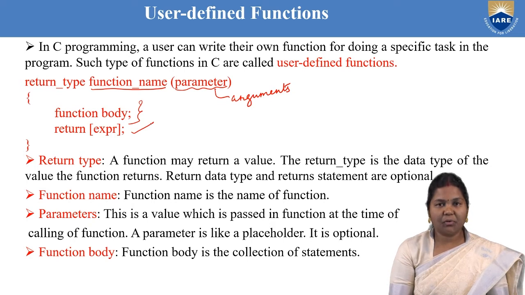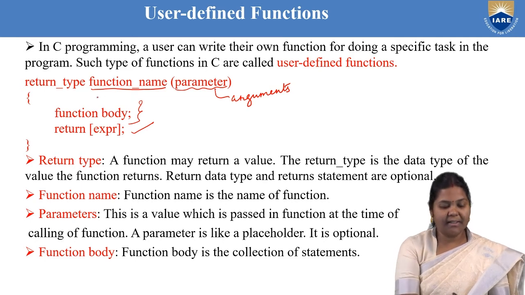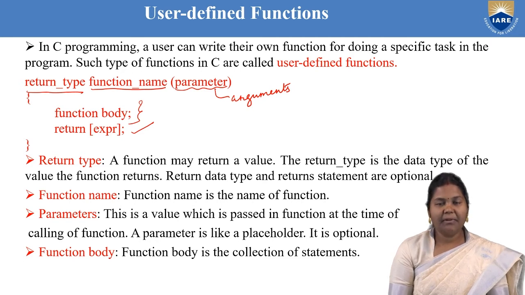The return statement is also optional. Every function returns some kind of value, and that is called the return type. So the return type is followed by the function name, followed by the number of arguments or parameters, and then for doing a specific task we have to write down the body of the function.